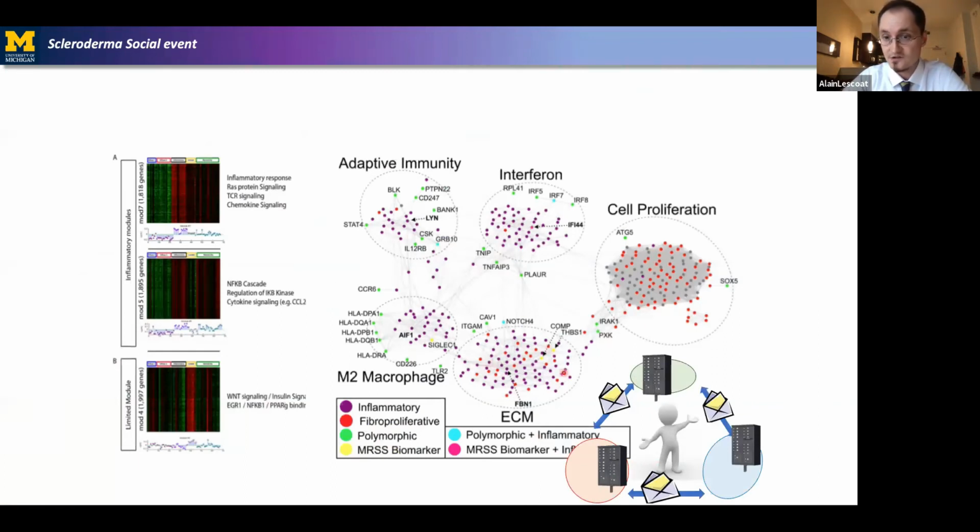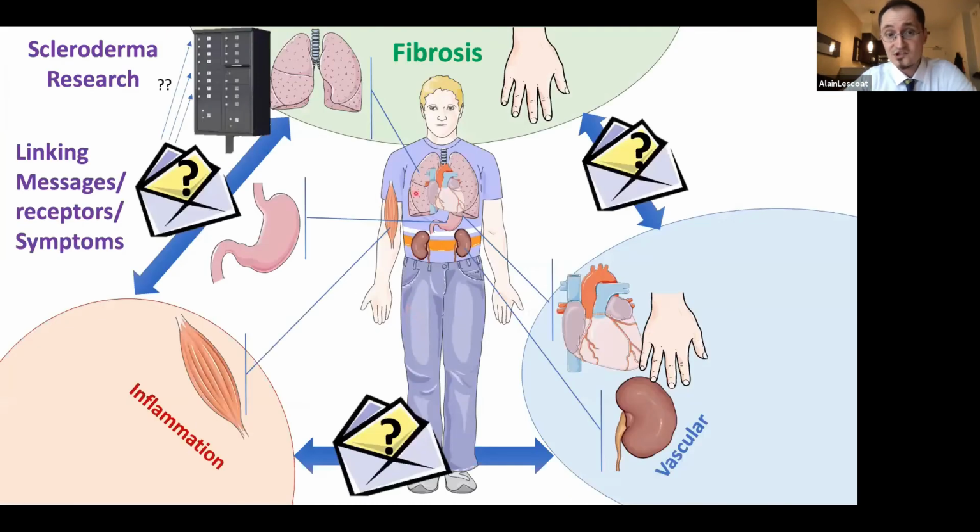These are the different messages and the communication between the different cells. We try to identify and connect these messages to know which one we should target to efficiently block the messages that are responsible for specific manifestations of the disease. But for that, what do we need? We need to understand which message drives which manifestation of the disease.